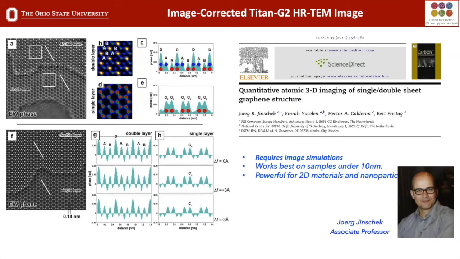And that's really where people tend to not go down the HRTEM path, is that in order to interpret these images or display them as real images, you need to show image simulations. And so creating the sample and taking the images, which is very difficult, is only 50% of the work or 40% of the work. You need to then also do the simulations to go with it and have super thin samples. So this is very powerful in 2D materials.